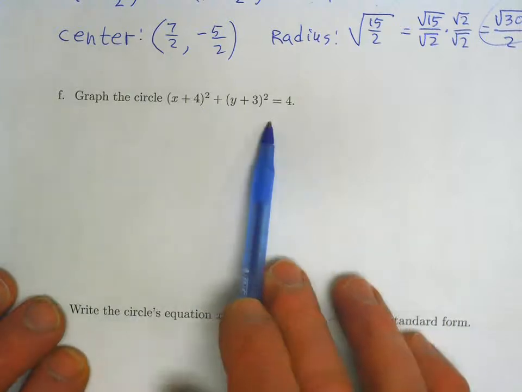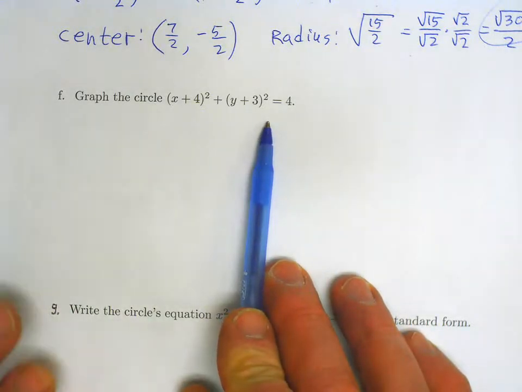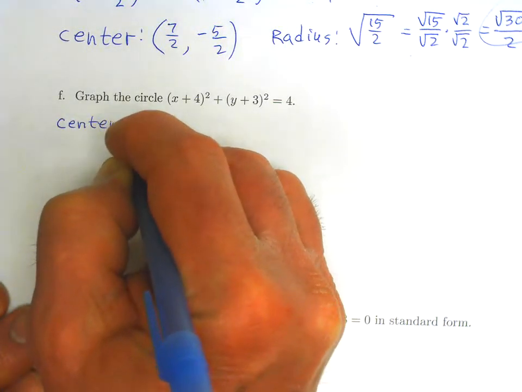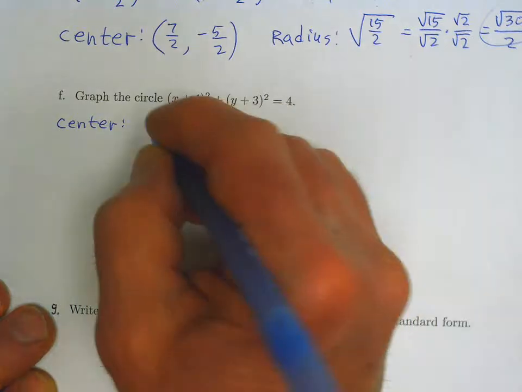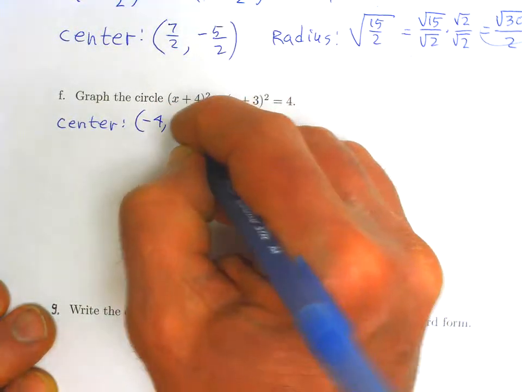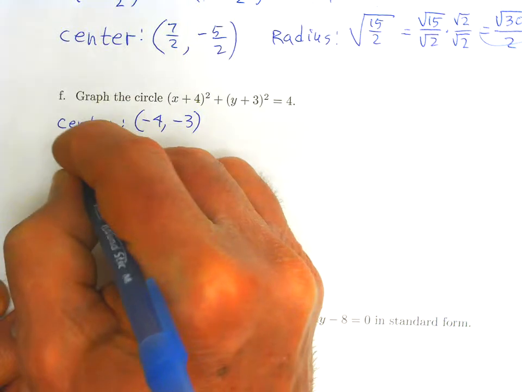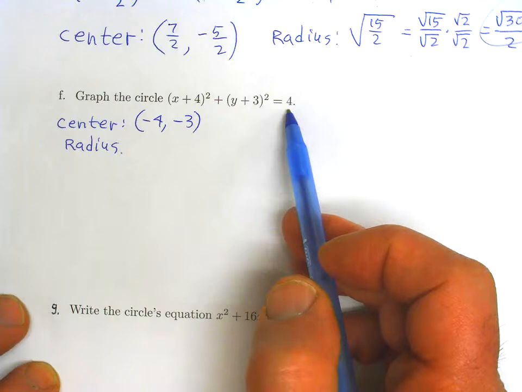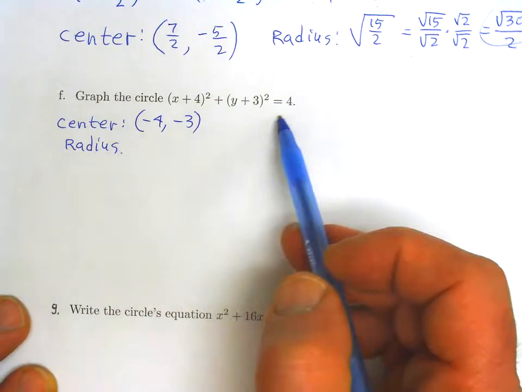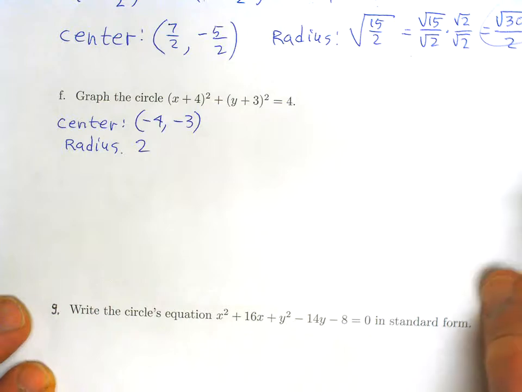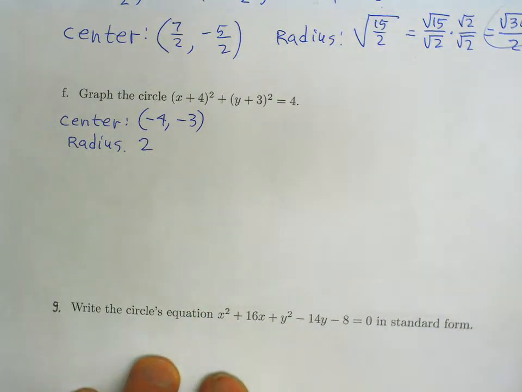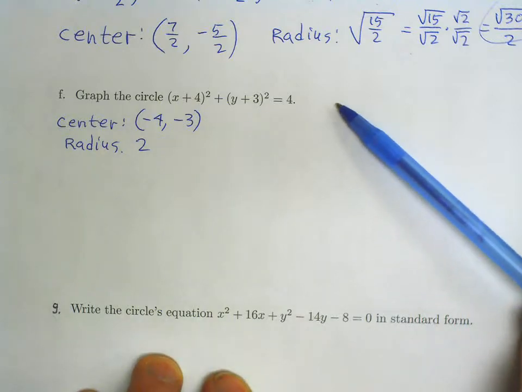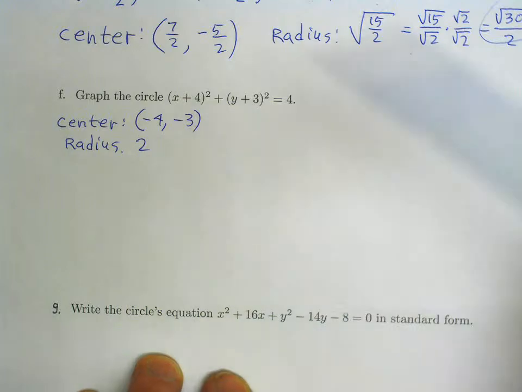Okay. So graph the circle (x plus 4) squared plus (y plus 3) squared equals 4. Well, it's easy to make a mistake if you're not careful. The center is -4 for x and -3 for y. And since the right-hand side of this equation in standard form is the radius squared, the radius is the square root of 4, which is 2. So if you're sort of not paying attention, you could easily mistake the radius.